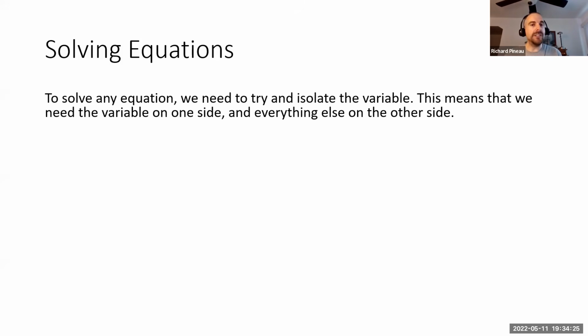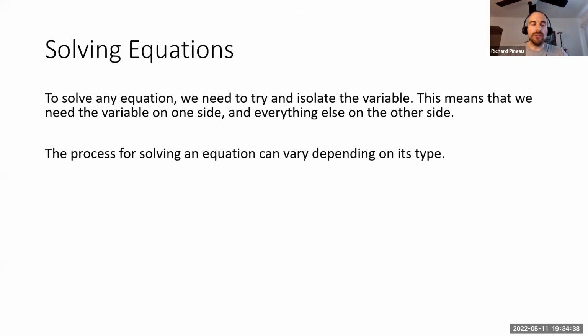Okay, so this means that we need the variable on one side of the equal sign, everything else on the other side. It doesn't matter, it could be all on the left or the right, just as long as one side has the variable, the other side, all the other stuff. So the process for solving an equation varies depending on its type, okay? So here's a few hints to consider.